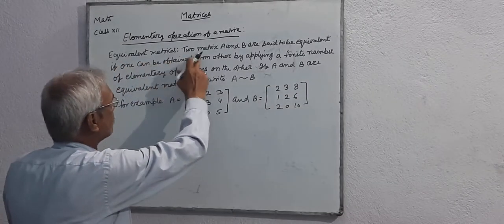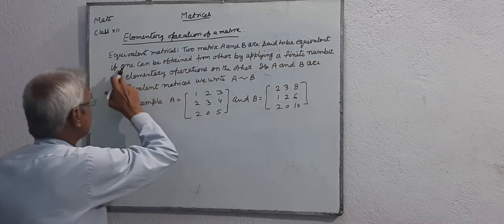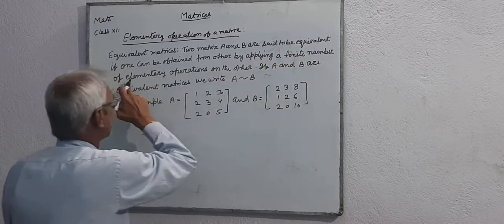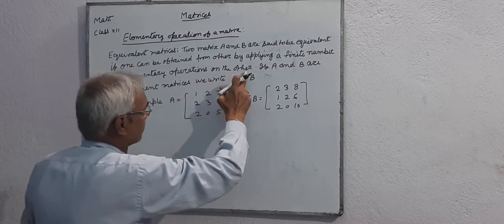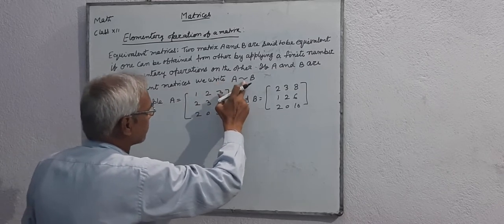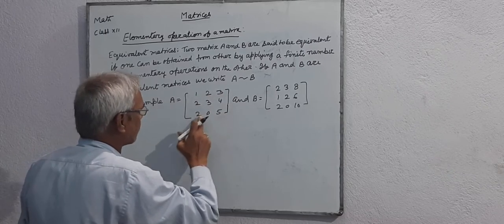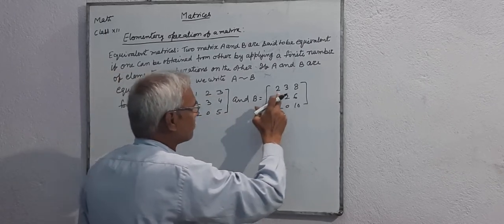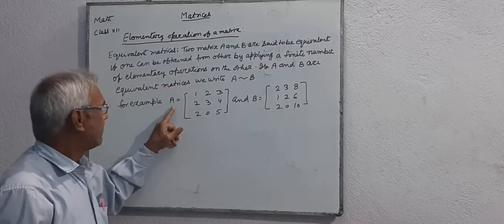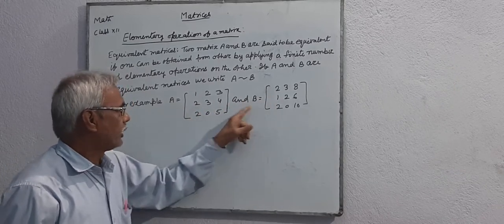Equivalent matrix. Two matrices A and B are said to be equivalent if one can be obtained from the other by applying a finite number of elementary operations. If A and B are equivalent matrices, it is written as A equivalent to B. For example, A matrix is 1 2 3 2 3 4 2 0 5 and B is 2 3 4 1 2 3 2 0 10. If we apply elementary operations and A converts into B, then A is equivalent to B.